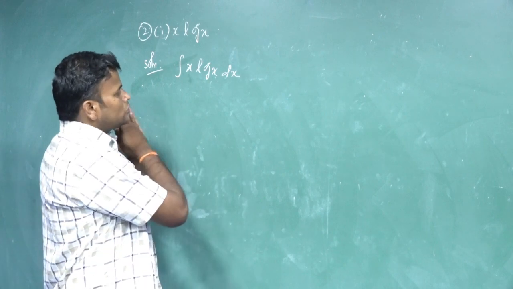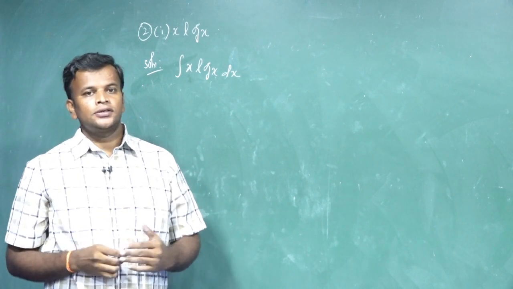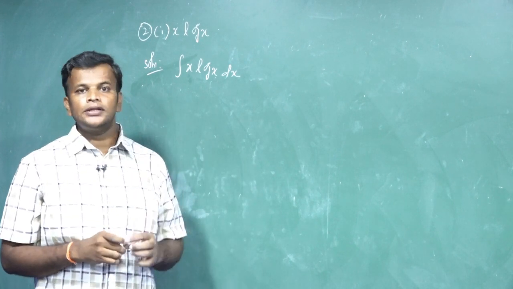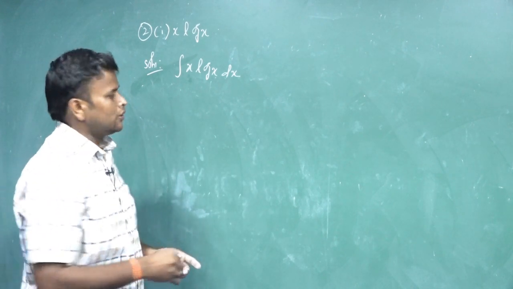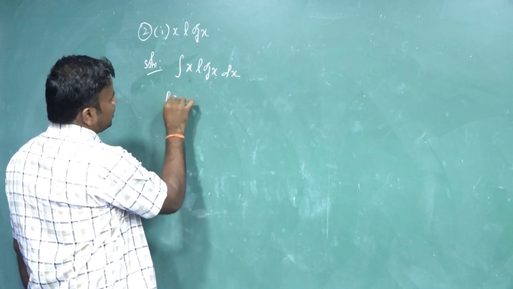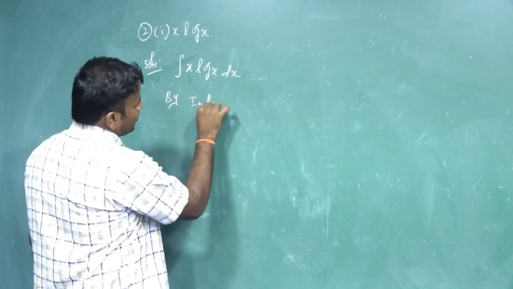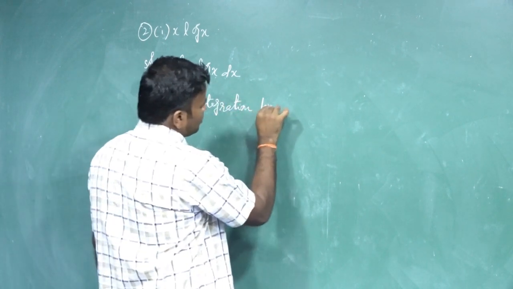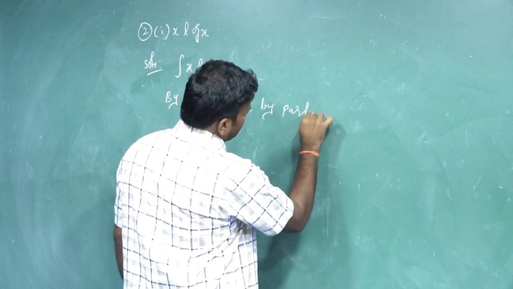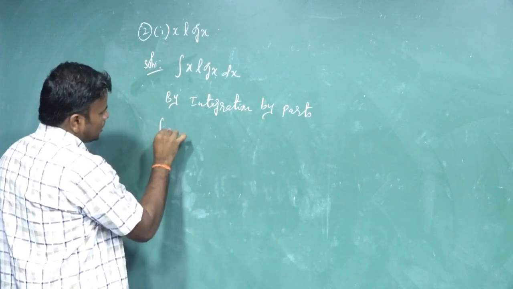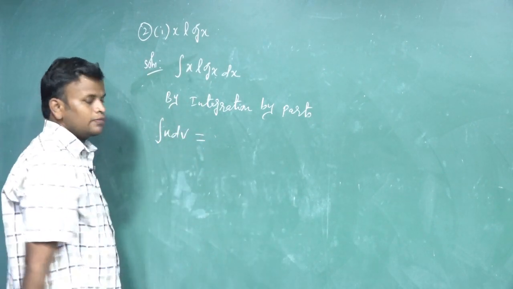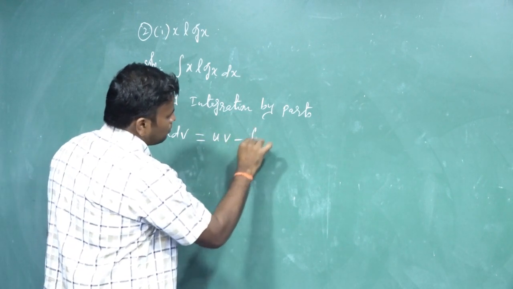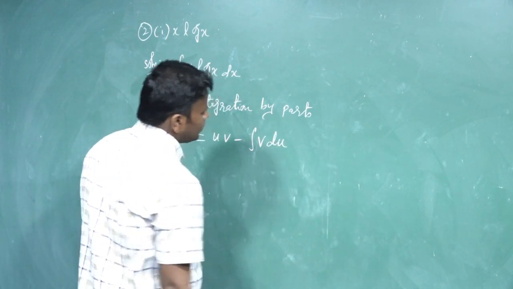So here I don't use the Bernoulli formula. I use the first formula. In this class I already tried the one formula, that is integration by parts. Now I solve this problem by integration by parts. The formula is integral u dv. LHS is the same. The RHS starting term is uv minus integrating of v du.